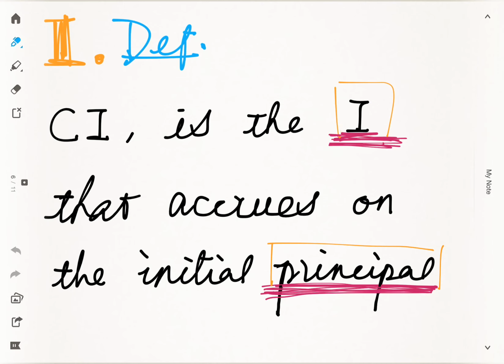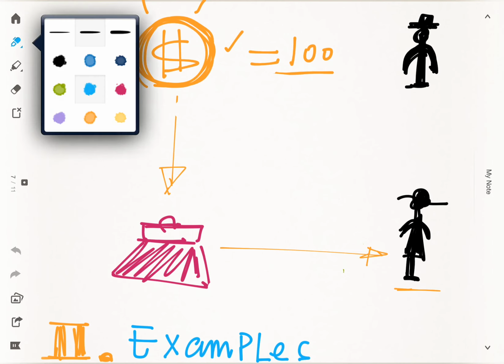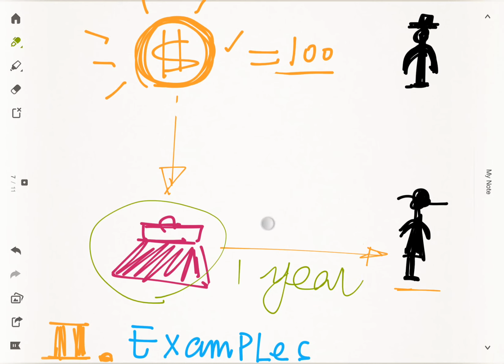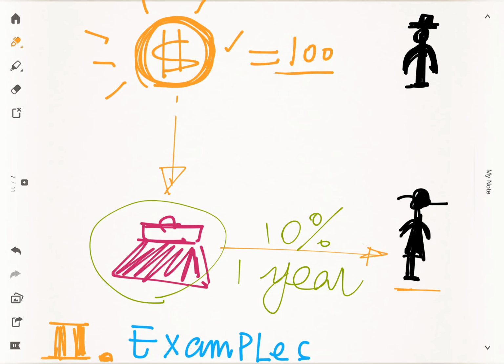Compound interest is the interest that accrues on the initial principal. What does that mean? Let's take a very brief example. Here we have a gentleman who has $100, and we also have a gorgeous lady who desperately wants that purse. So she borrows the $100 from the man, and the man is willing to give it to her. They agree that the woman will hold the money for 1 year at an interest rate of 10%. So, how much does the woman have to pay back the man at the end of the first year?